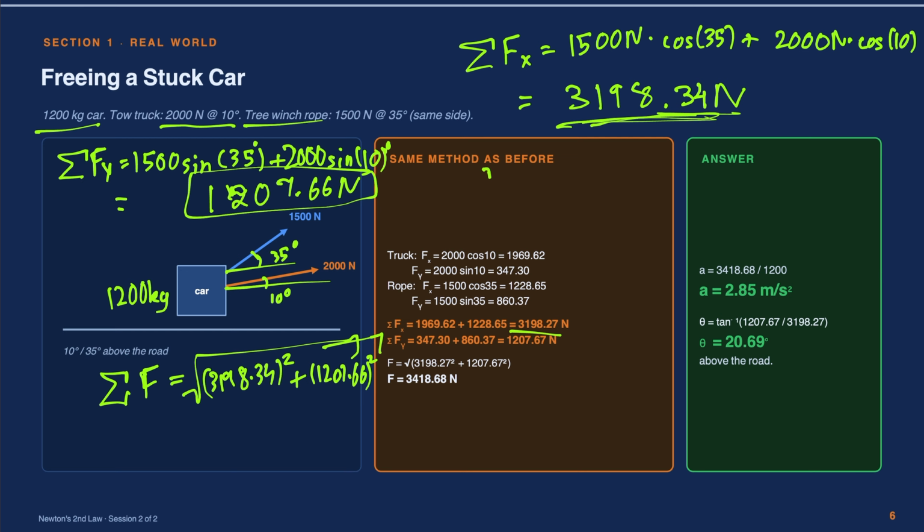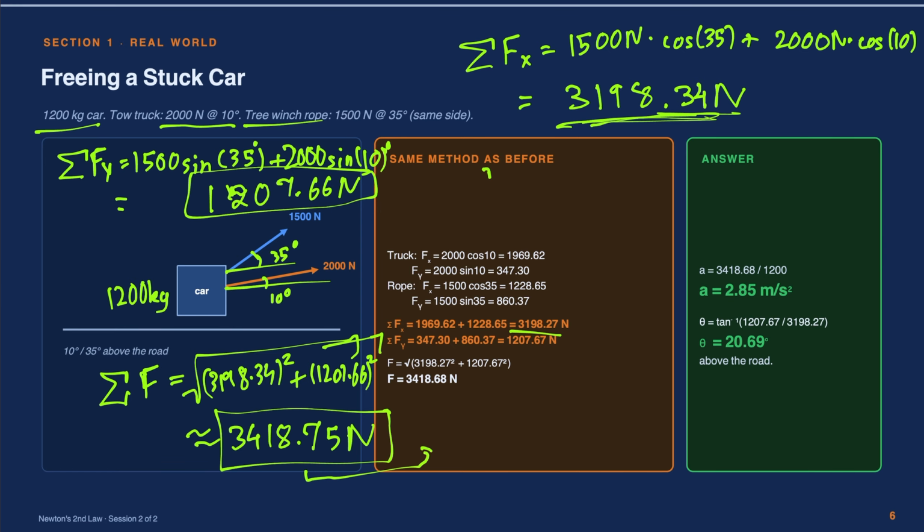Because Pythagorean theorem is c squared is equal to a squared plus b squared. But then to find c, you have to take the square root of a squared plus b squared. So this is giving me around 3418.75 newtons, which is pretty neat. Nice answer.